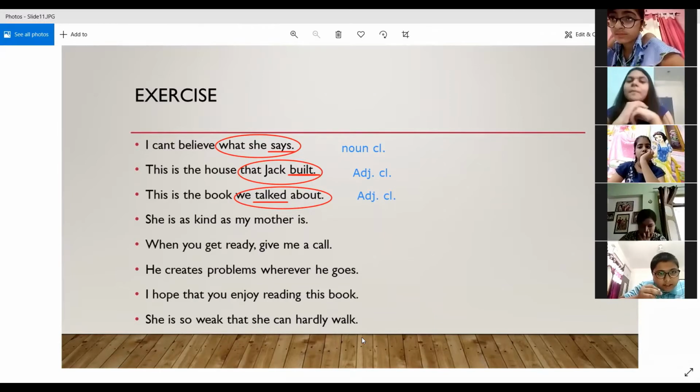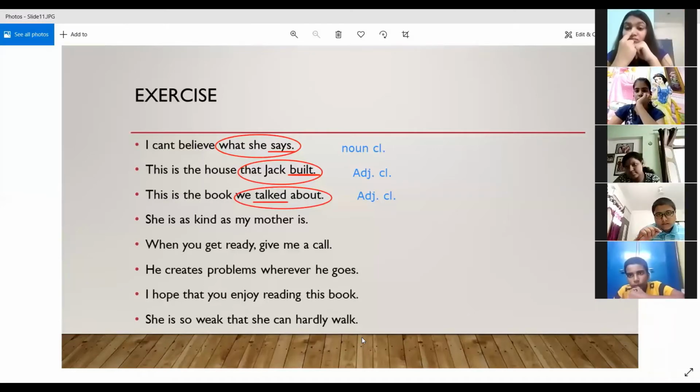She is as kind as my mother is. Sir, as kind as is the clause. No, as kind as is not the clause. She is as kind as my mother is. See, first of all, kind is an adjective. If we only include the as kind as part, then where is the verb? Think about what you are saying. So now tell me what you are saying. As my mother is.